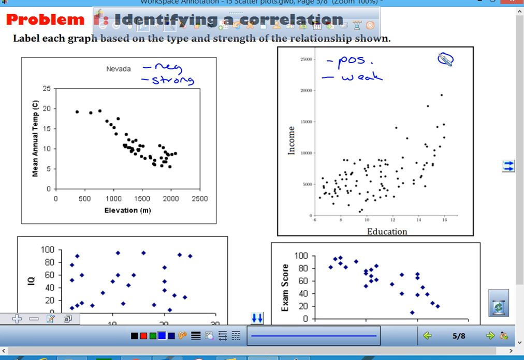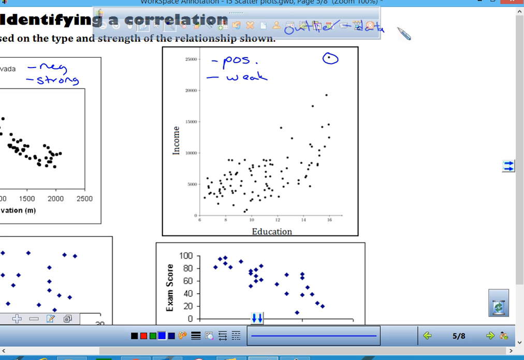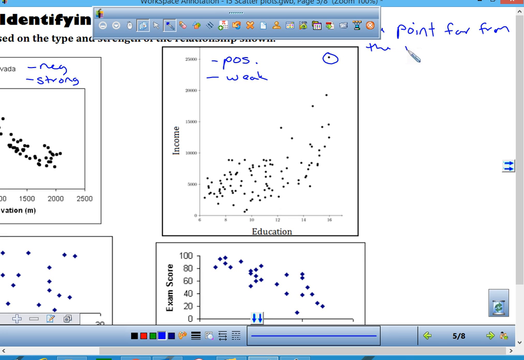Okay, so if you don't know what an outlier is, you might want to write that down, and we can write that down over here to say an outlier: a data point far from the rest of the data.